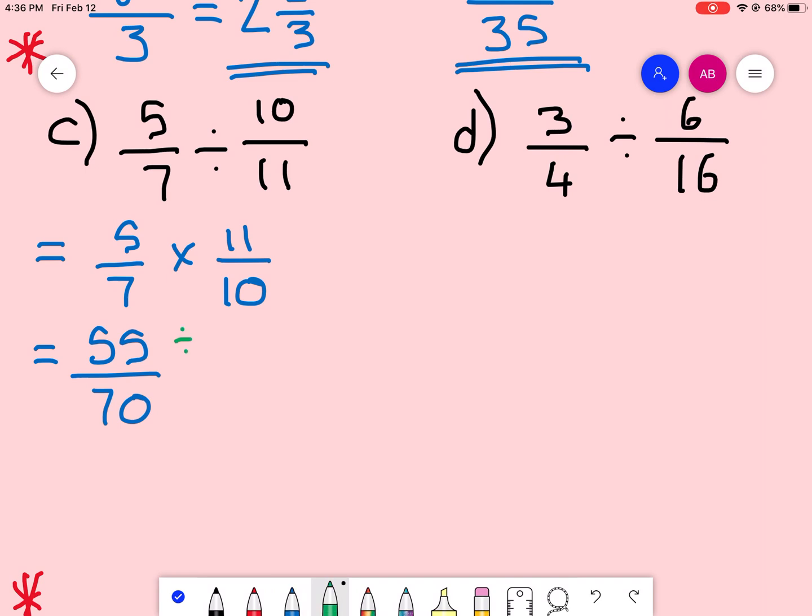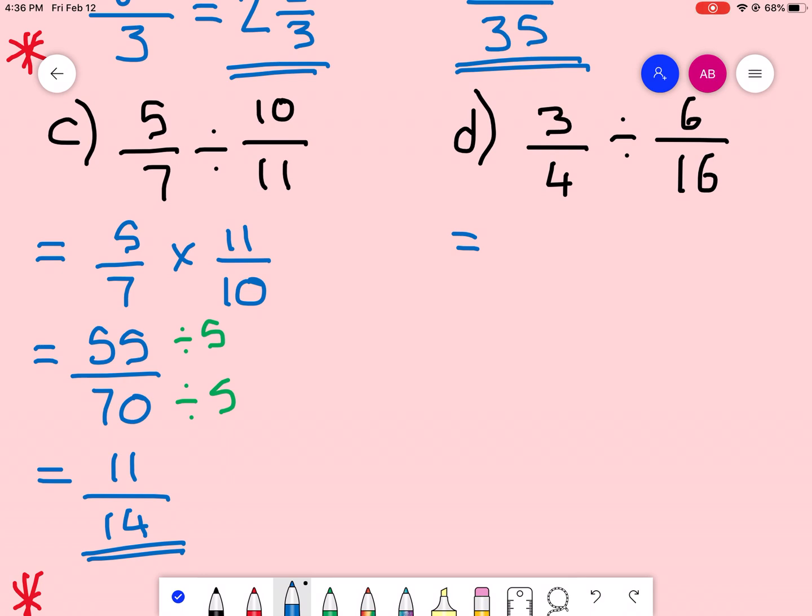I can divide both of those by 5 to simplify the fraction. Remember, you must always do this step, just don't forget it, always just put it in. So we end up with 11 over 14. We can't simplify that any further, so that's our final answer.